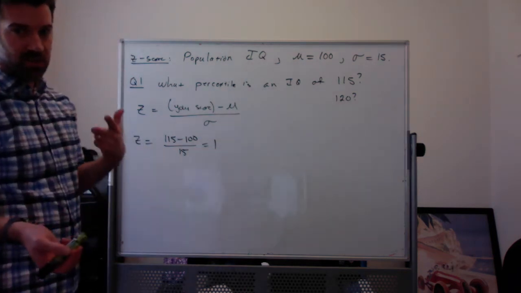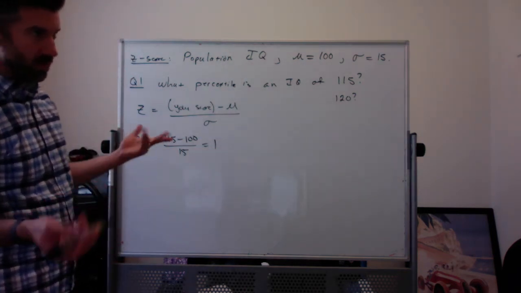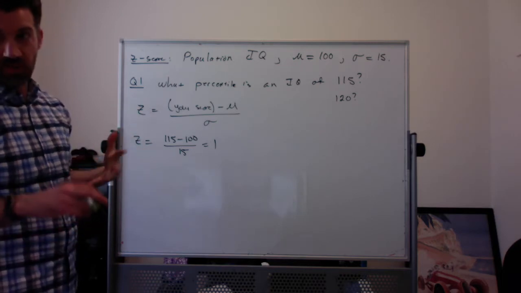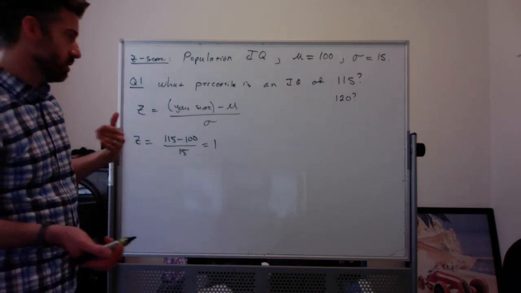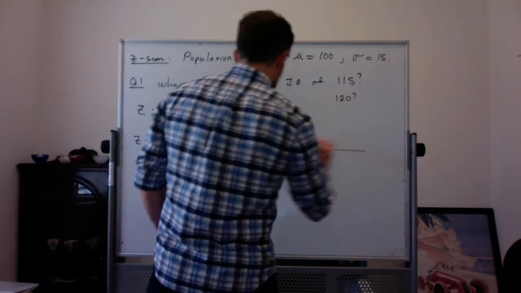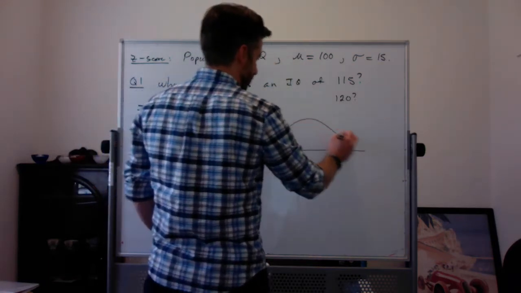If you're exactly one standard deviation above or below the mean, or some exact number of standard deviations, you don't have to use the Z-table. You can just use the empirical rule, which is that rule about 68%, 95%, etc.